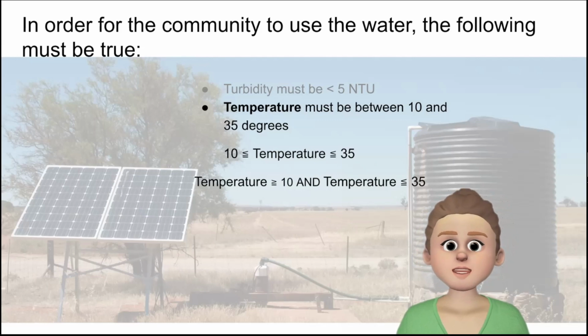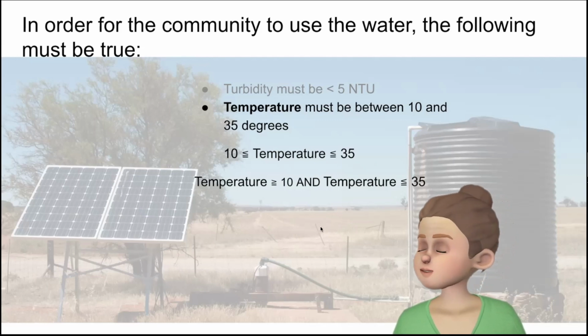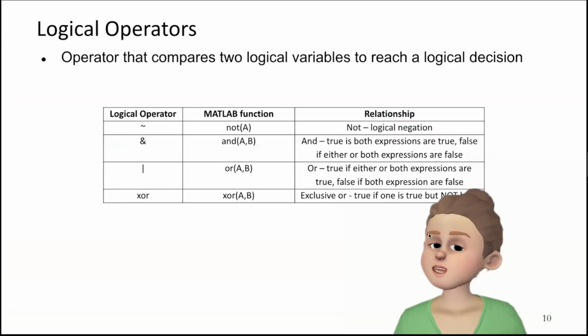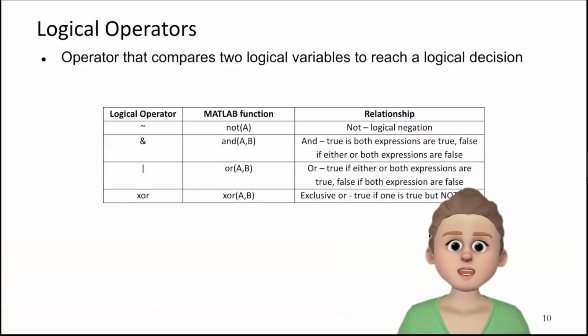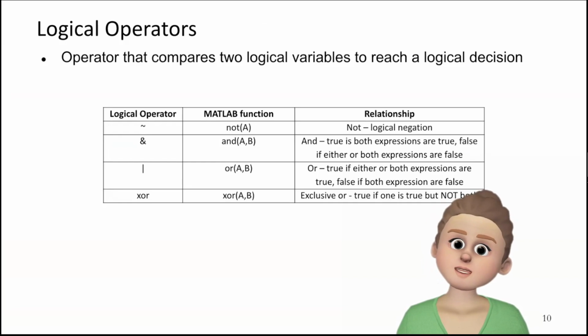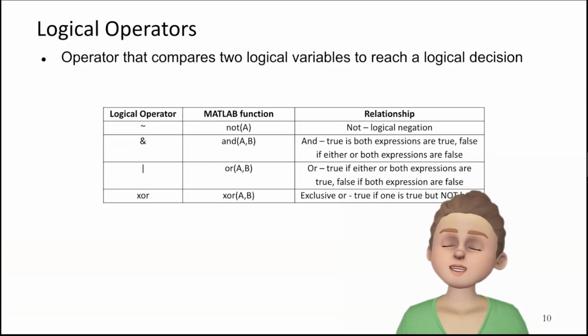So this and is what we call a logical operator. And let's just remind ourselves about all of the logical operators. So logical operators are operators that compare two logical variables to reach a logical decision. And there's many logical operators. These are just the 4 most common that you'll probably use. So the first is not, and it can be represented in MATLAB either as a tilde or using the built-in function not.